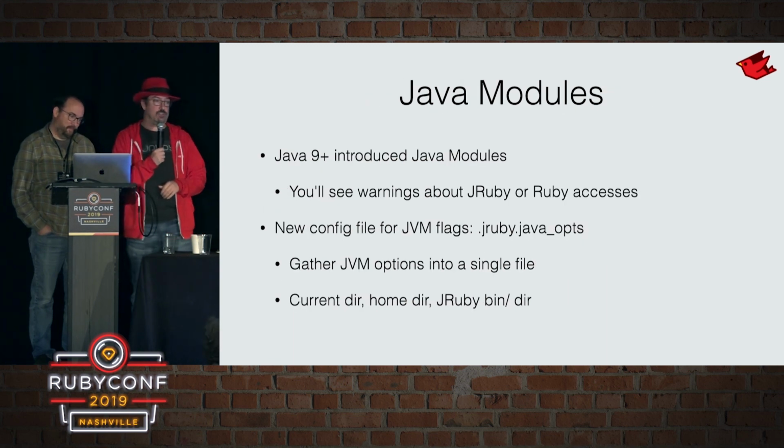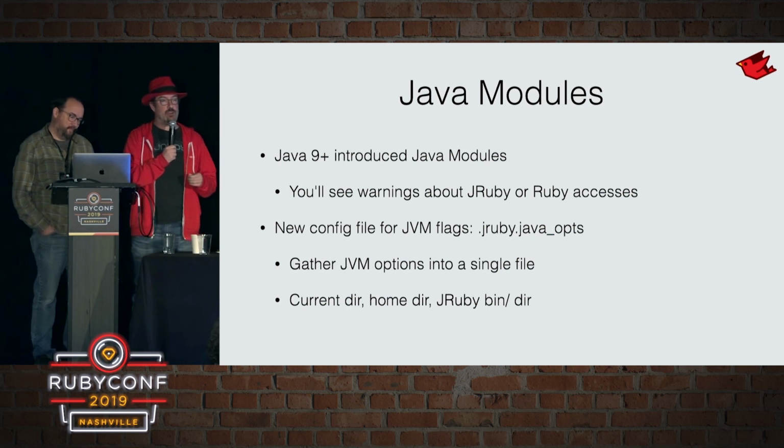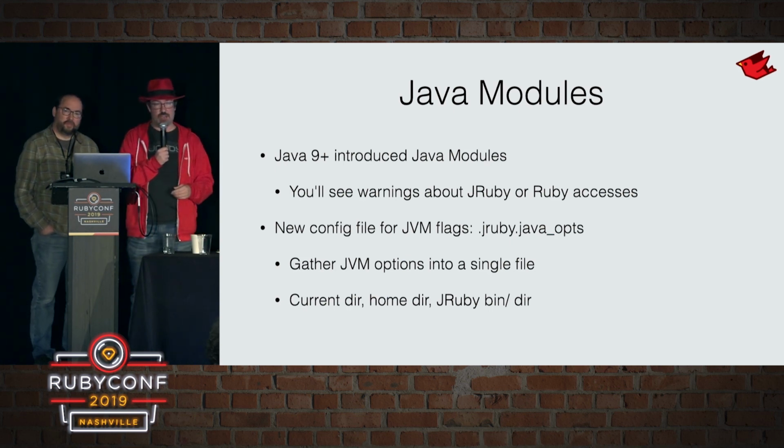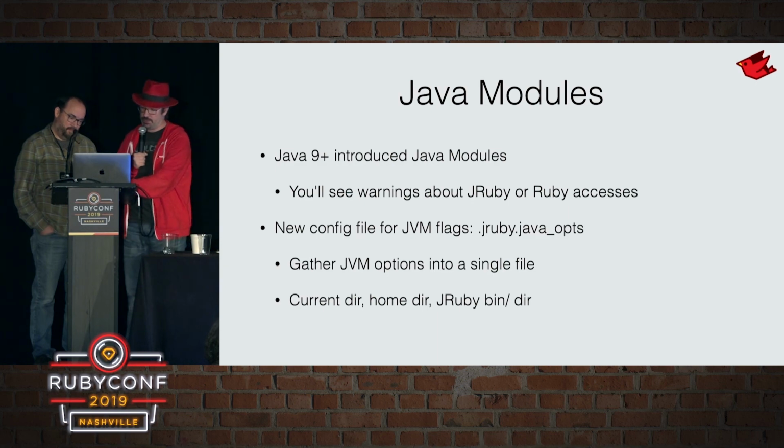A quick note about the Java module system. If you start running on Java 11 or anything Java 9+, you'll see some warnings about JRuby accessing internal classes, accessing parts of the JDK. These are harmless warnings, but they are kind of annoying. We are working on various ways to limit these warnings, to open up the right packages, make sure that JRuby can access what it needs to.